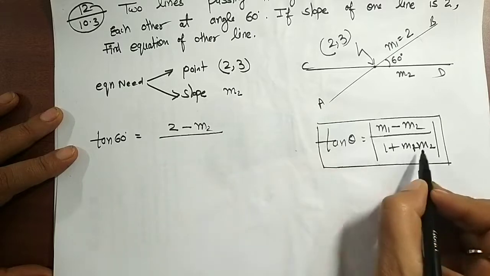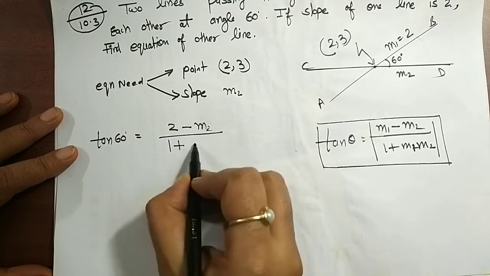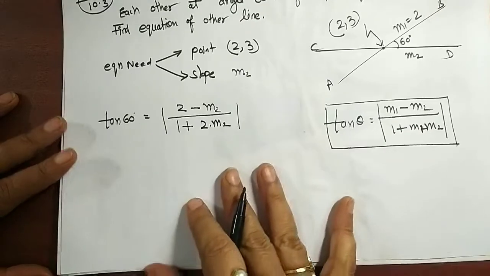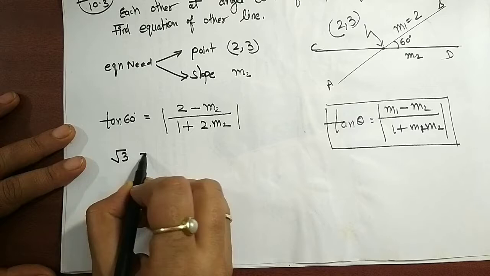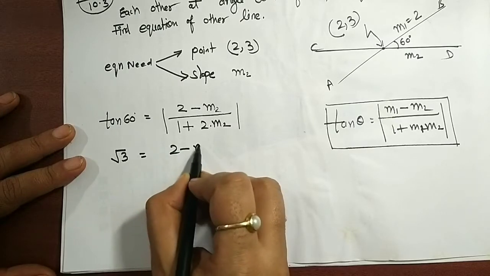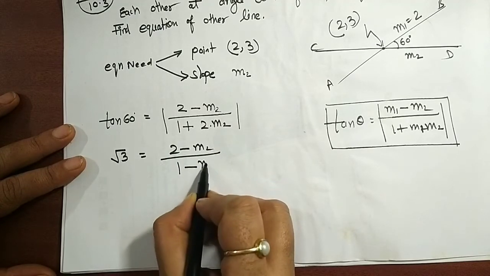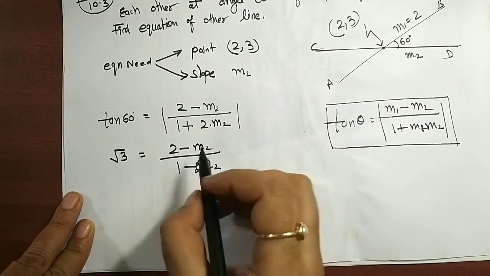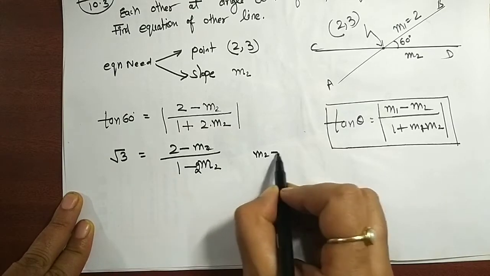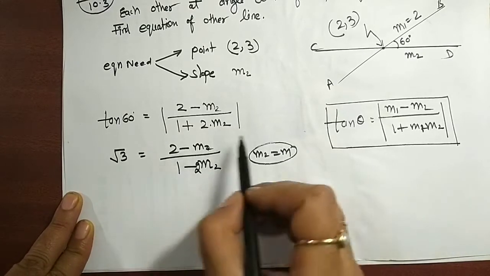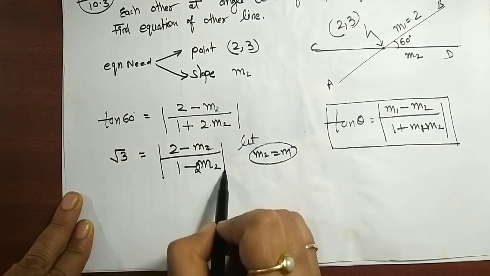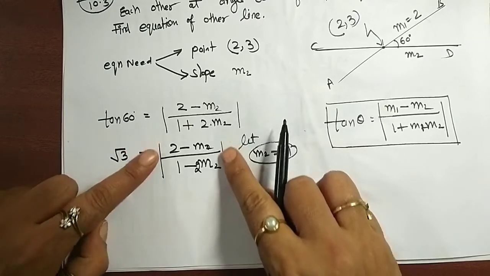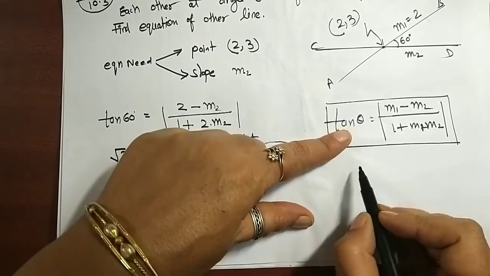M2 is unknown, by 1 plus 2 M2 mod. What is tan 60? Tan 60 is root 3, which equals 2 minus M2 by 1 minus 2 M2. For some time, I am assuming M2 is M because I have to write it multiple times. So this is just assuming mod. Before the solution, we need to get rid of this mod. How to get rid of mod, guys?